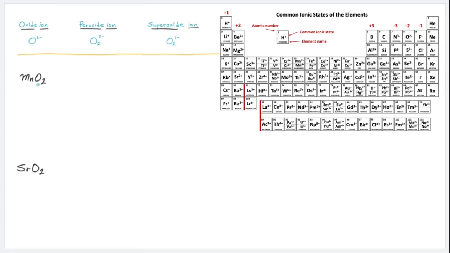Okay, so this is our second example. Now we have manganese, but in this case we have O2. We want to know if this O2 is an oxide ion, or a peroxide ion, or maybe a superoxide ion. So let's see.